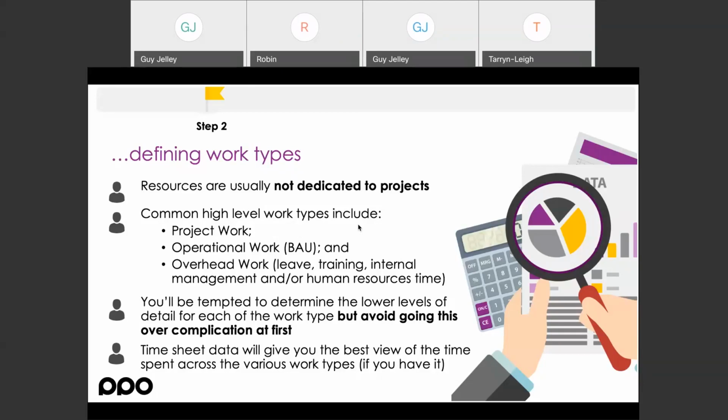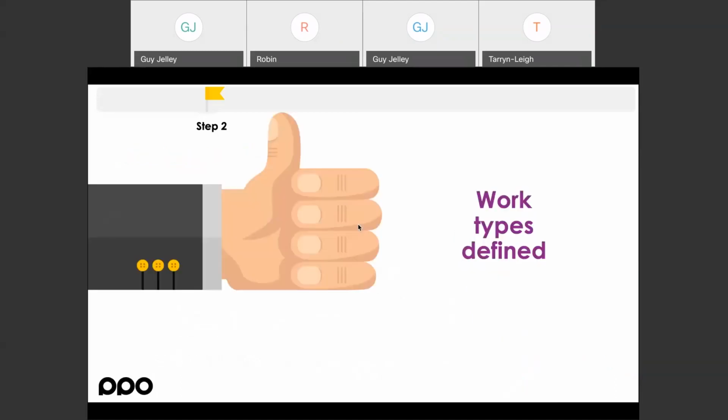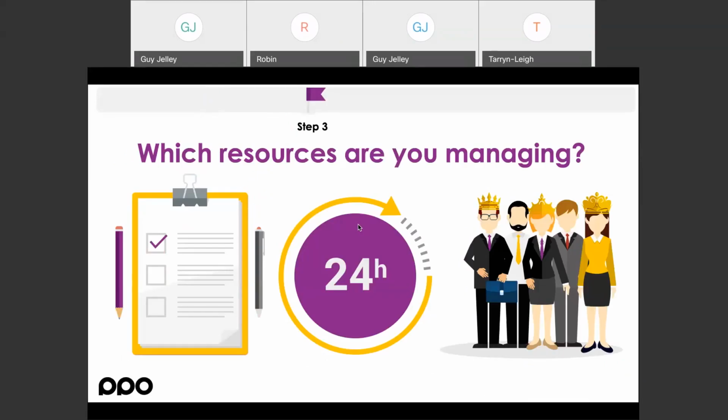As you progress it, you'll go into more detail within project work, more detail within operational work, but as a starting point, you can keep it on a fairly high level. Once you've got your work types defined, it's great. We know the big buckets of work that we're going to be allocating and managing our resources against, and we can step into step number 3, which is to really focus on which are the resources we're trying to manage.